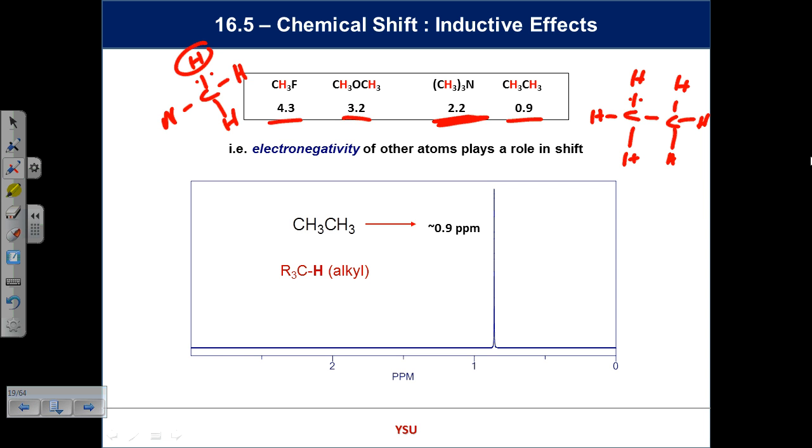So here we go. The first one is the simple alkyl group, which is shown as R3CH on your graph or your chart right there, and that shows up to the right. So 0.91 ppm, something like that. You can always tell that you have alkyl groups by looking up to the right of the spectrum.